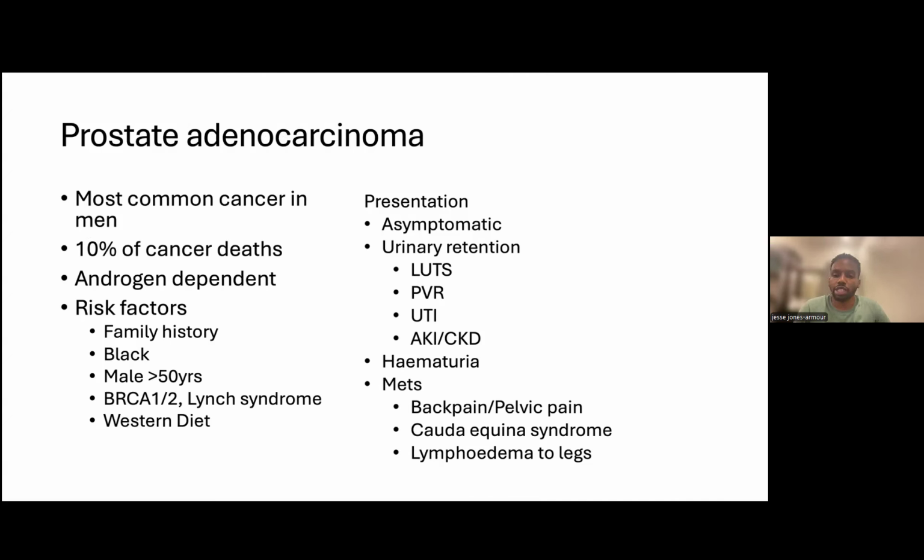So you have frequency, urgency, some with residual urine, more frequent UTIs, and of course you'll have AKI, which will eventually develop into chronic kidney disease. Now, hematuria is also a symptom that they may have. Again, because the adenocarcinoma forms posterior to the urethra, it is very rare that hematuria presents. However, if it invades close to the urethra, it could present with hematuria.